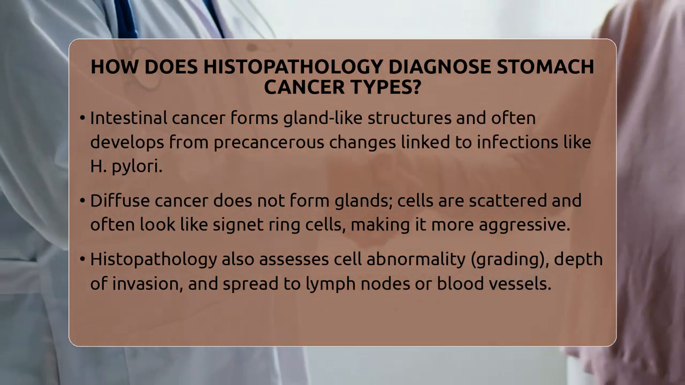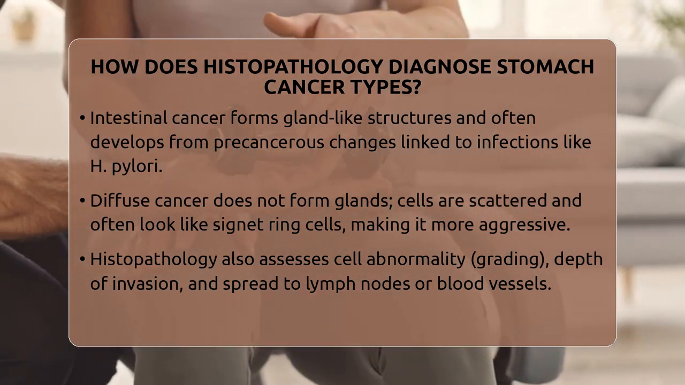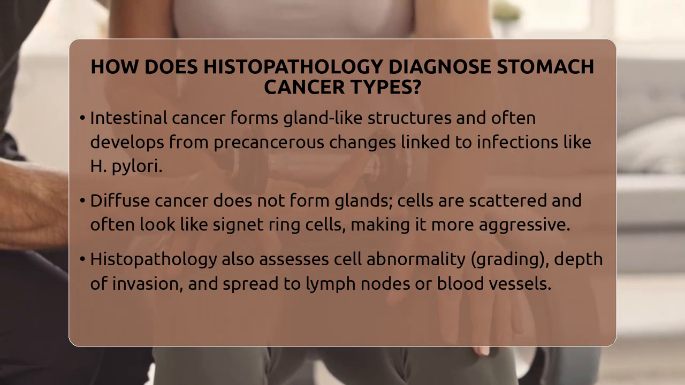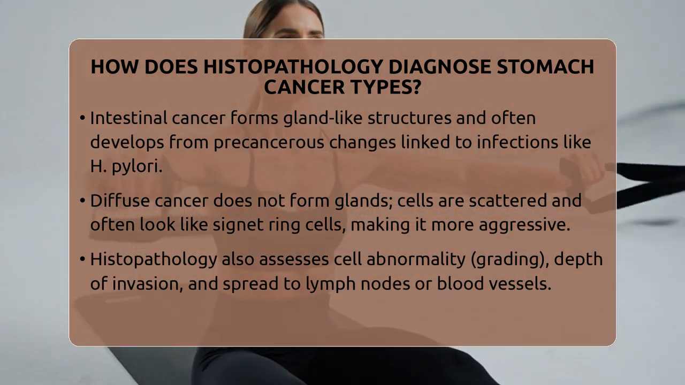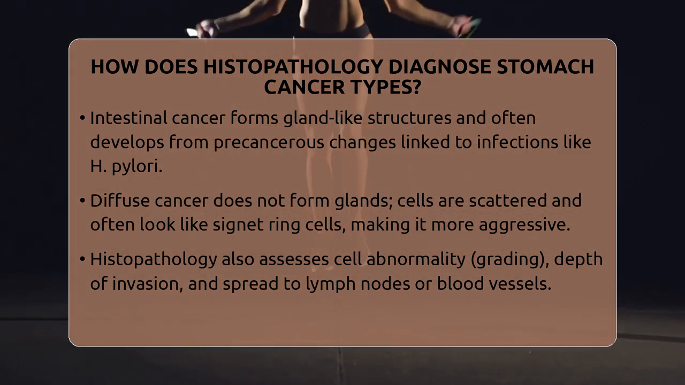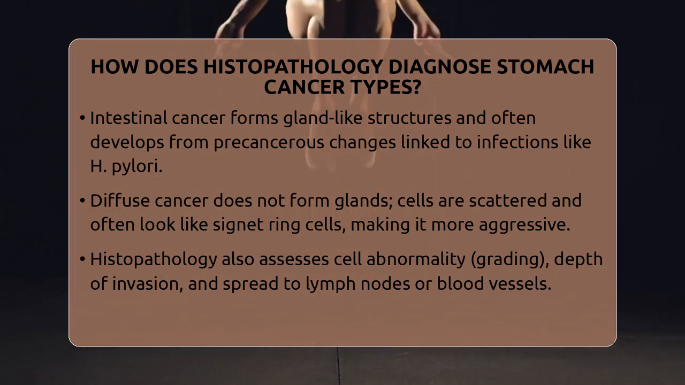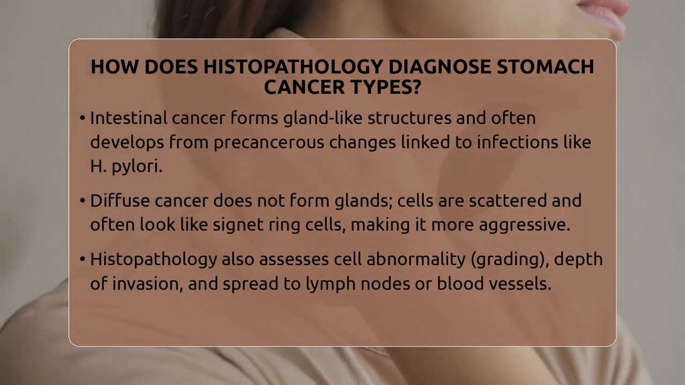Beyond just identifying the type, histopathology helps determine how abnormal the cells are, which is called grading. It also assesses how deeply the cancer has invaded the stomach wall, whether it has spread to nearby lymph nodes, and if it has entered blood vessels or lymphatic channels. These details are crucial for staging the cancer and planning treatment.